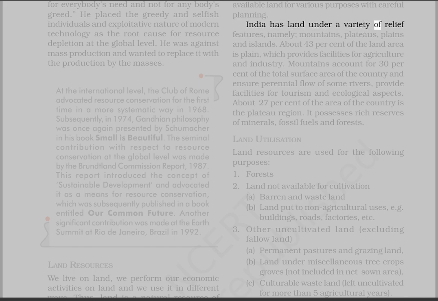India has land under a variety of relief features, namely, mountains, plateaus, plains, and islands. About 43% of the land area is plain, which provides facilities for agriculture and industry. Mountains account for 30% of the total surface area of the country and ensure perennial flow of some rivers, provide facilities for tourism and ecological aspects. About 27% of the area of the country is the plateau region. It possesses rich reserves of minerals, fossil fuels and forests.